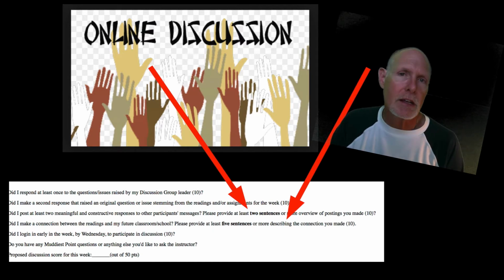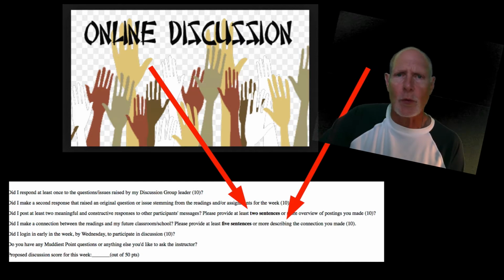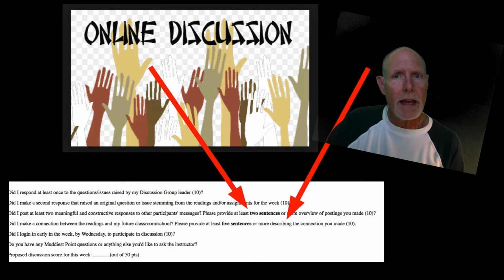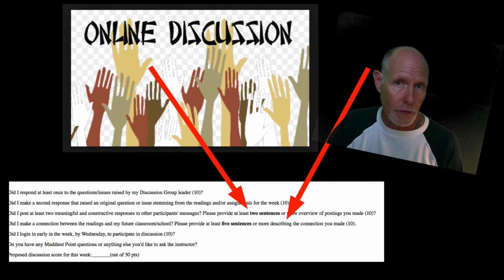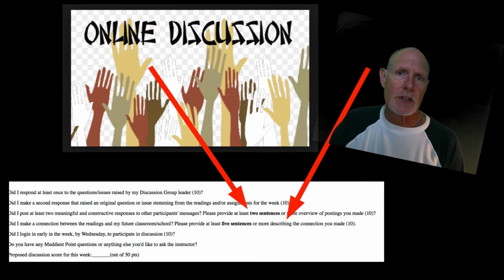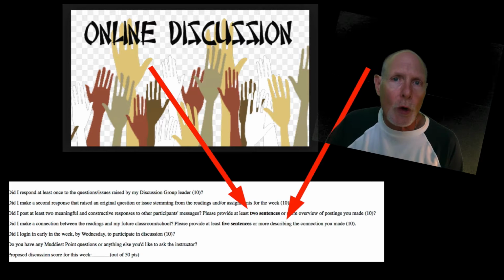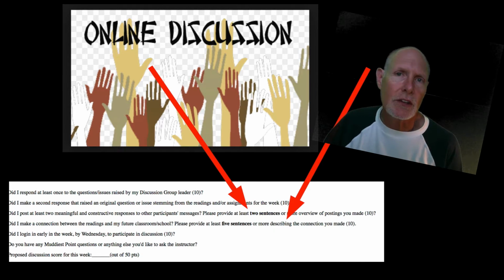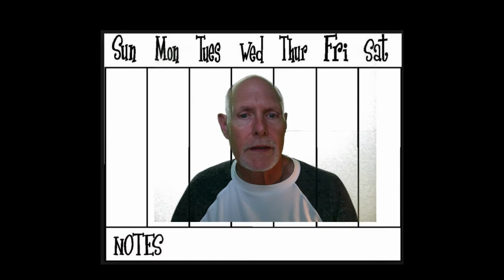And then I want you to make a connection between the readings, and that's what we're doing in class, the online discussions, and what you're planning to do in your future classroom or your school. So what are those connections? How are you taking this information forward in your professional development? And then I'm expecting at least 5 sentences to talk about that. And then give yourself a score, okay?